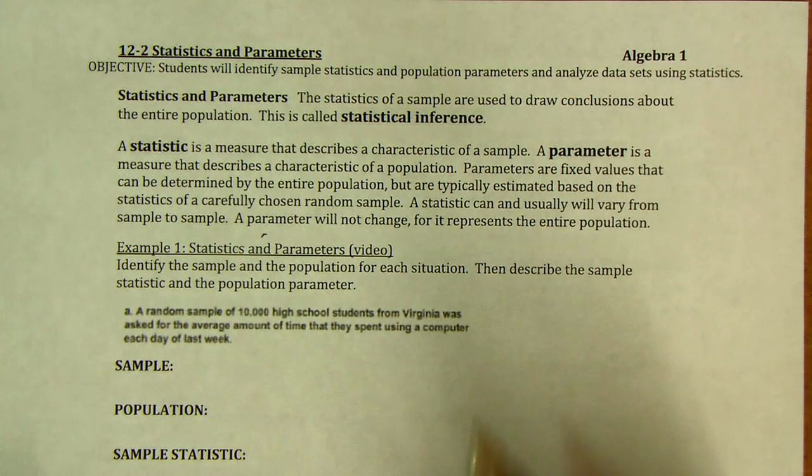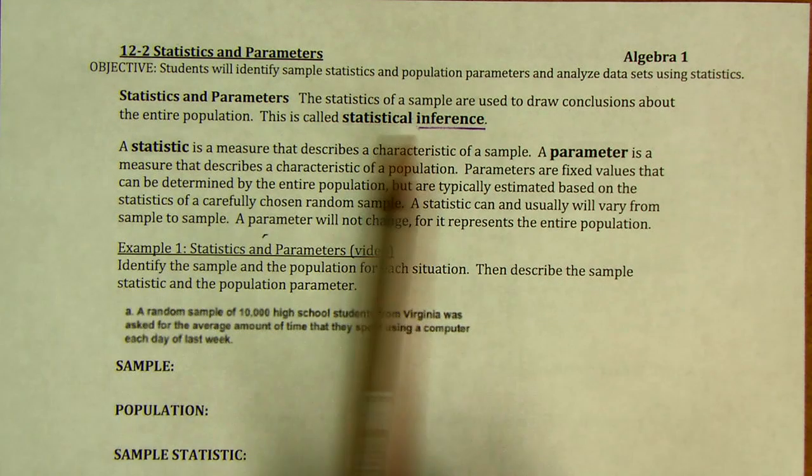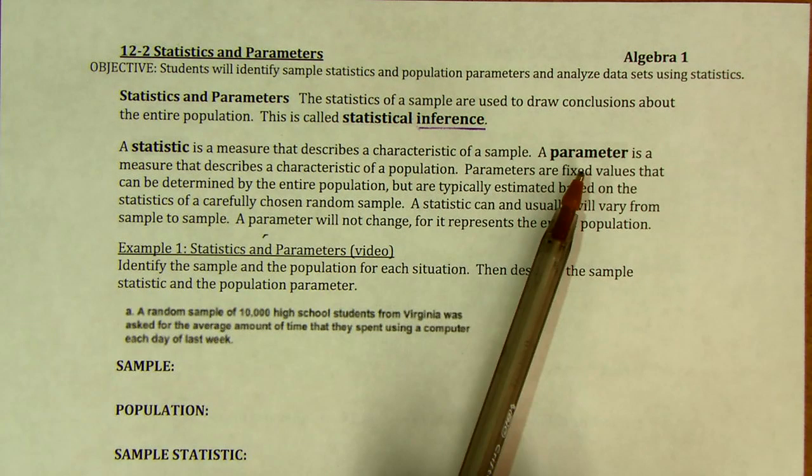So a statistic is a measure that describes a characteristic of a sample. A parameter is a measure that describes a characteristic of a population. So statistic, characteristic of a sample. A parameter is a measure that describes a characteristic of a population.